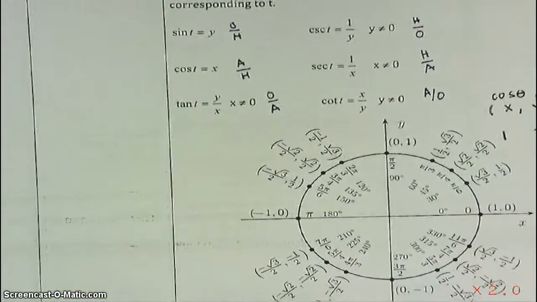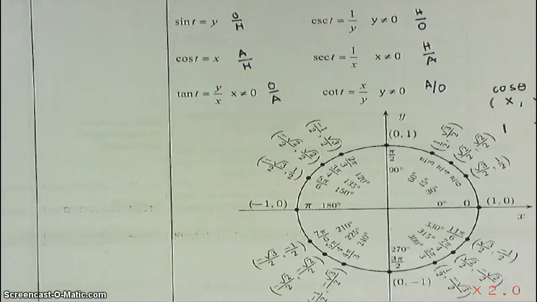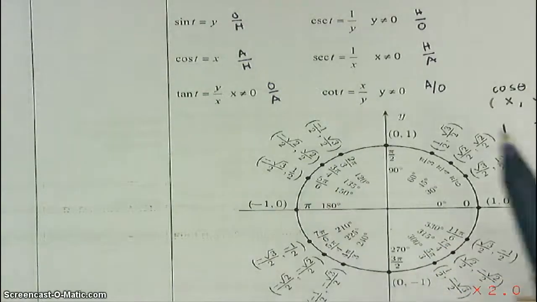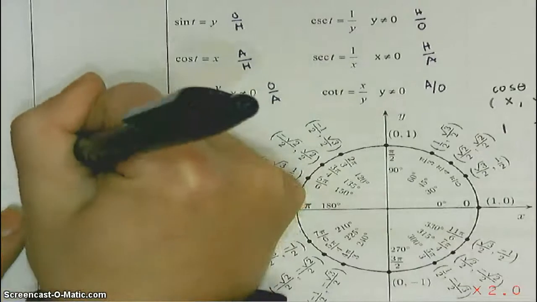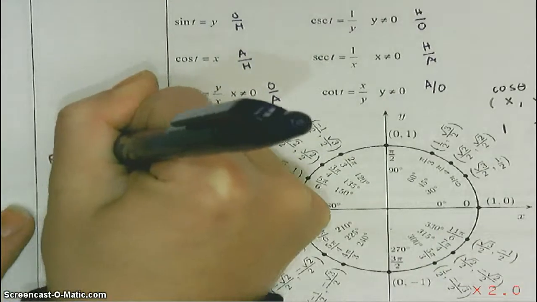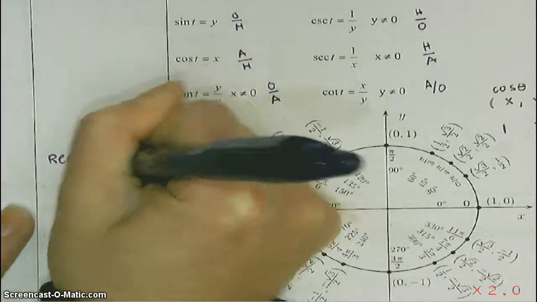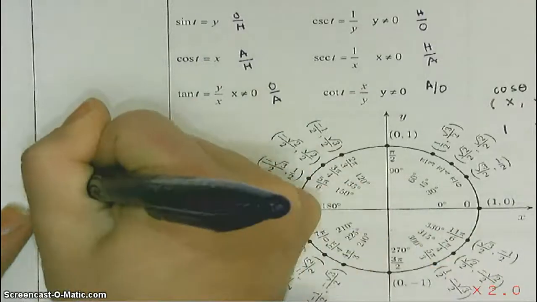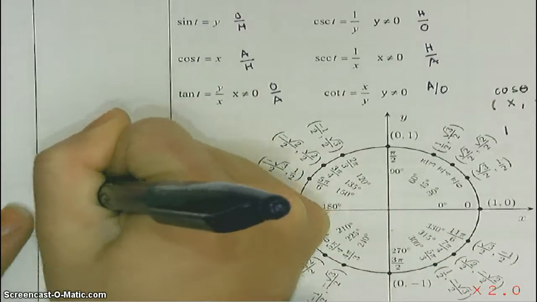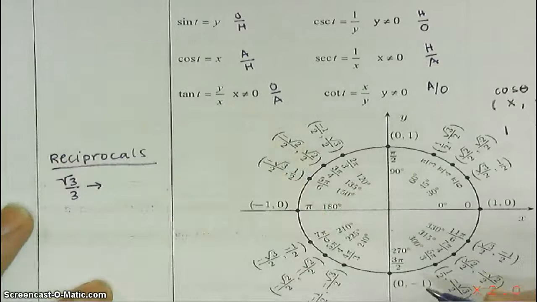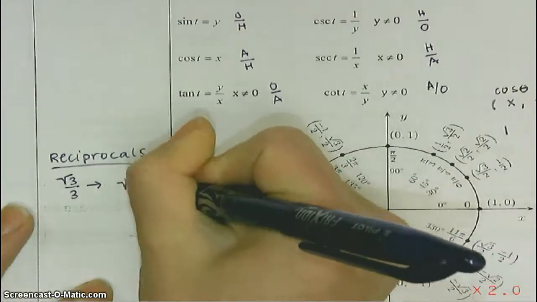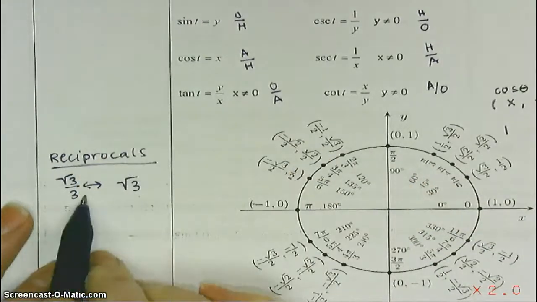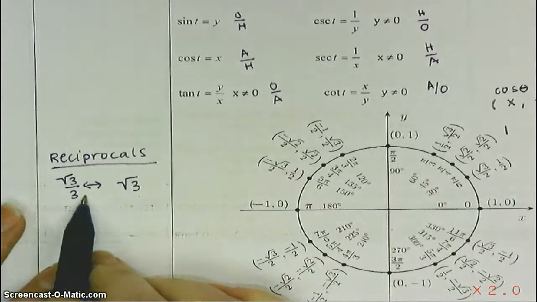Something else that we did in class, we found the quick reciprocals for some of these values because it does involve rationalizing the denominator. And I will write those down for you. So some quick reciprocals, if you have the square root of 3 over 3, which would be a tangent value, and you want to reciprocate that, its reciprocal is just the square root of 3, and vice versa. So if you start off with the square root of 3, its reciprocal is square root of 3 over 3.